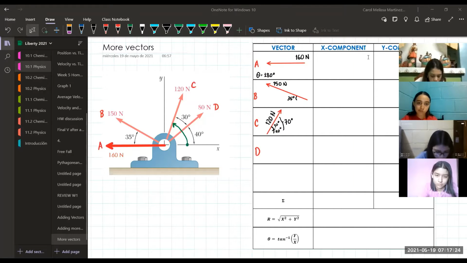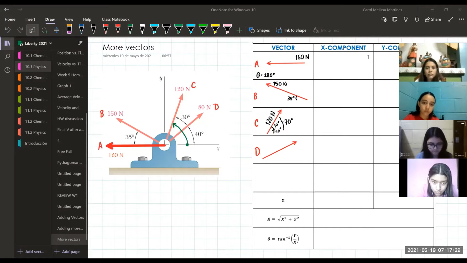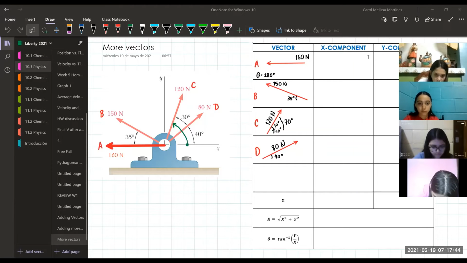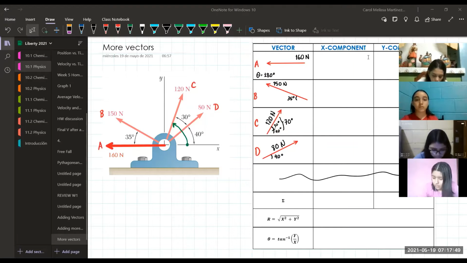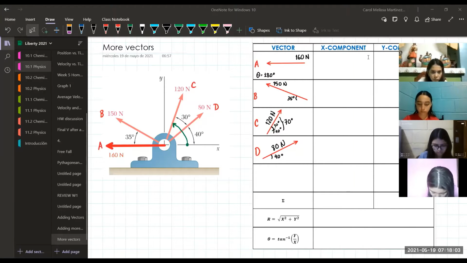Then I have my vector D, which is this. And it has an angle of 40 degrees. And it measures 80 Newton. And I say find the resultant. That's it. So actually you won't need to worry about this. I just made a bigger table because from now on we're going to work with more complex exercises. So if you want this table, I can still send it to you.